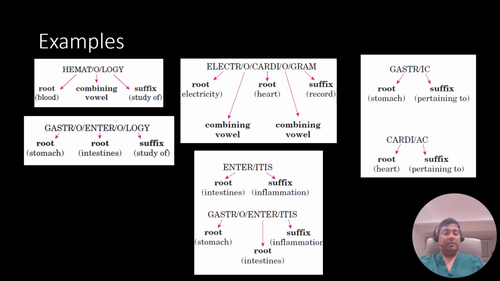Enteritis. Notice that the root is entero. However, we have dropped the combining vowel and it becomes enteritis, which is inflammation of the small intestine. Now, it doesn't usually occur by itself. Often we have gastroenteritis. Gastroenteritis is the inflammation of the stomach and the small intestine. Gastric refers to pertaining to the stomach. So does cardiac. Cardiac means pertaining to the heart.